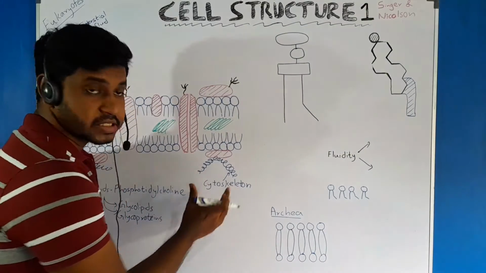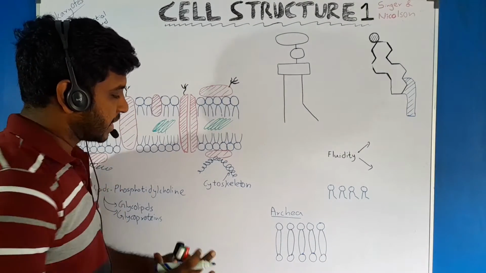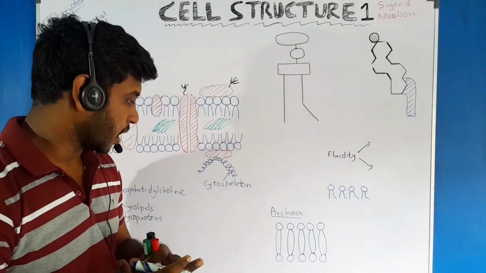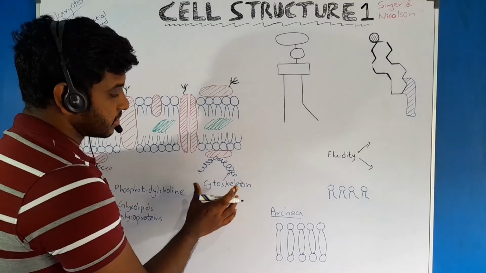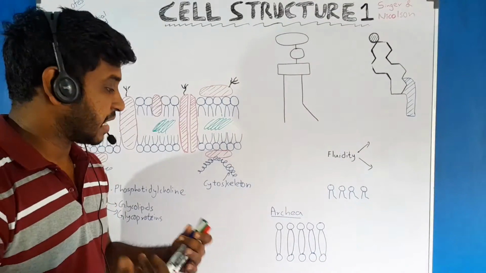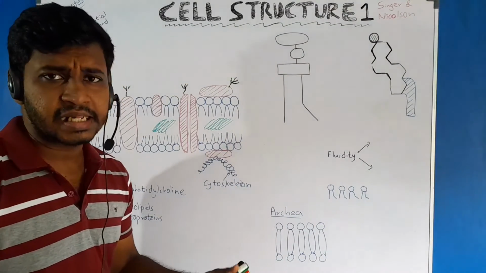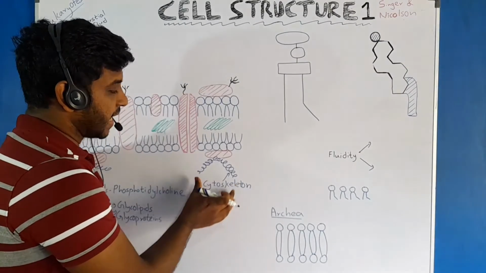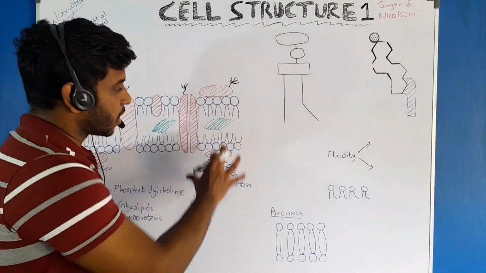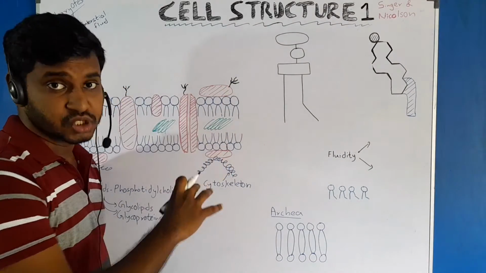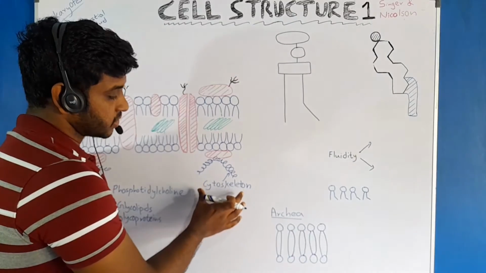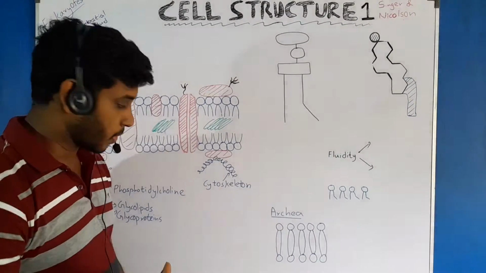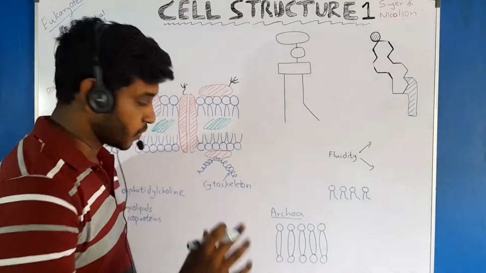What is a cytoskeleton? The cytoskeleton is a complex network of proteins inside the cell plasma. This cytoskeleton helps with cell trafficking. Inside the cell, it helps to move organelles here and there, and it helps to move the plasma membrane and change its shape. The cytoskeleton helps in various functions of the cell. We are going to talk about that in the future. Okay.